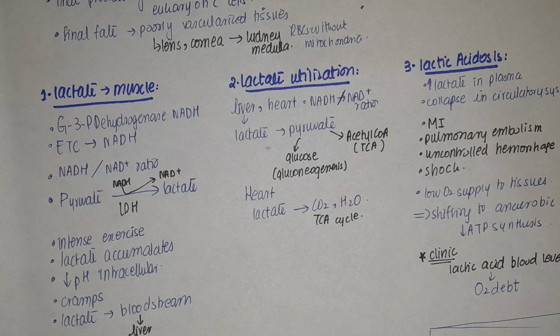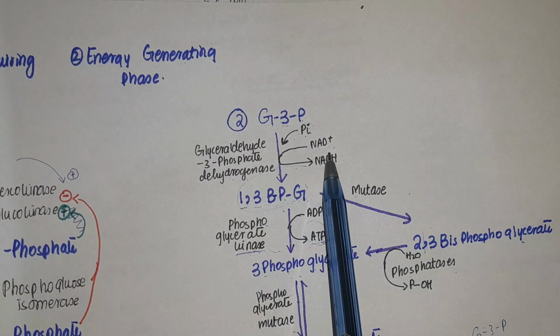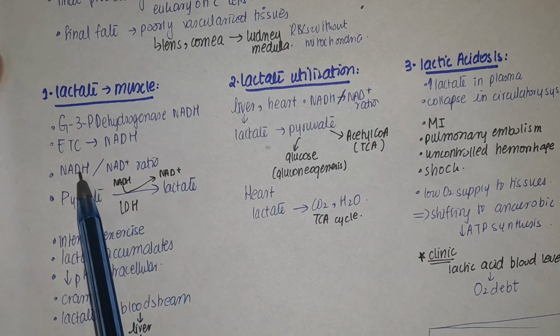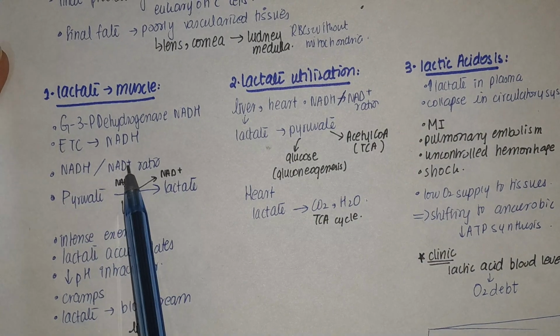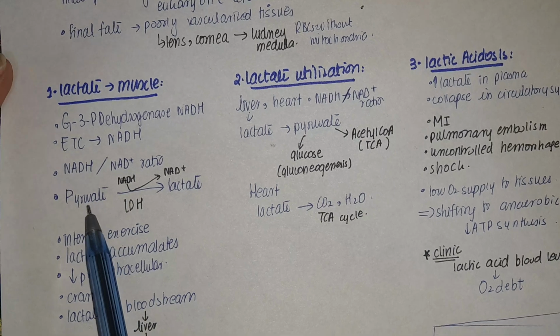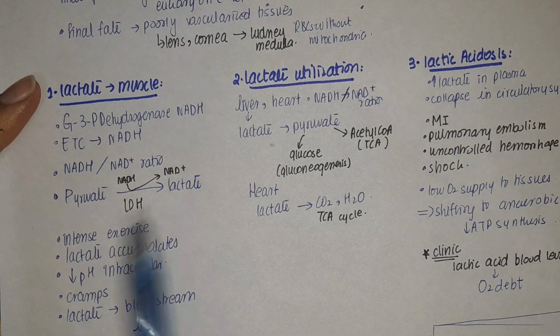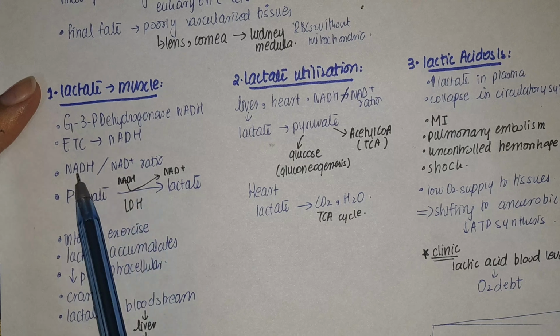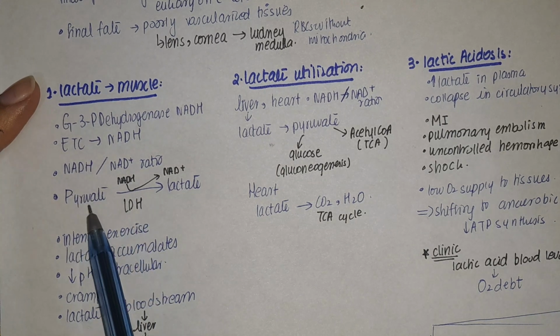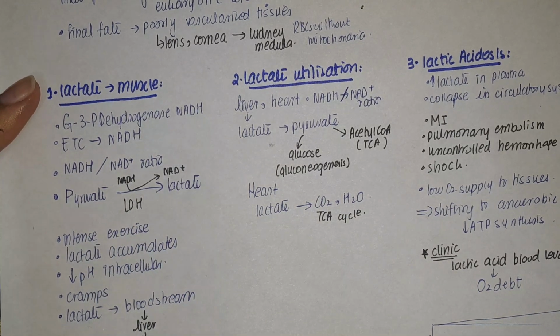What do I mean by this? If you remember the last cycle, in this reaction NADH was being produced. So ultimately, if you have a greater amount of NADH as compared to NAD plus, what will happen? This pyruvate will get converted into lactate. This ratio of more NADH prefers the conversion of pyruvate to lactate in the muscle cells.